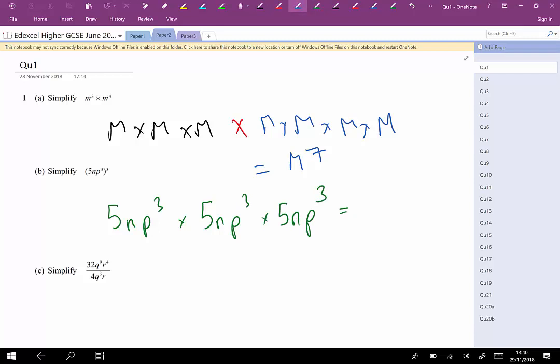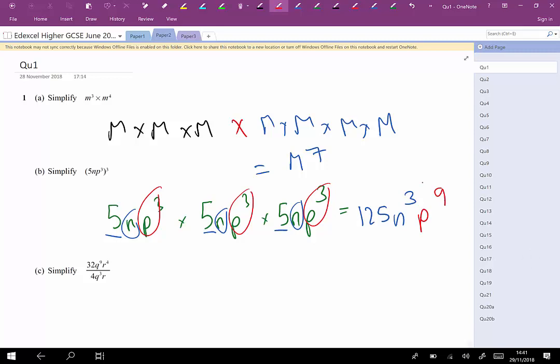Okay? So that's going to be 5 times 5 times 5, which is 125. You are in a calculator paper, so you can stick it in a calculator if you need to. You've then got n times n times n, so it's n cubed, and you've then got p cubed times p cubed times p cubed. So that's going to be, similar to what you've just done with your n's, p to the 9. So that's what they're after there.